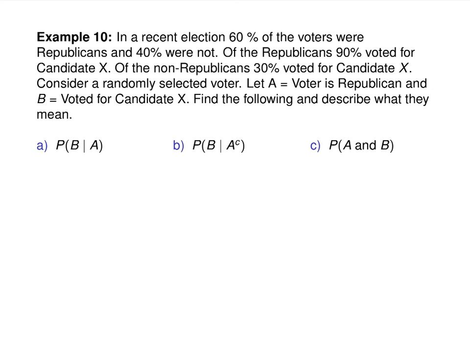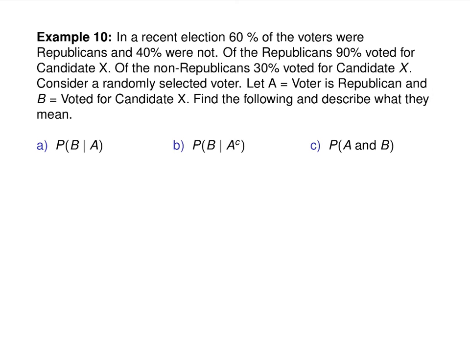So in a recent election, 60% of the voters were Republicans and 40% were not. Of the Republicans, 90% voted for candidate X, and of the non-Republicans, 30% voted for candidate X. Consider a randomly selected voter. Let A be the event that the voter is Republican, and B be the event that they voted for candidate X. Find the following and describe what they mean.